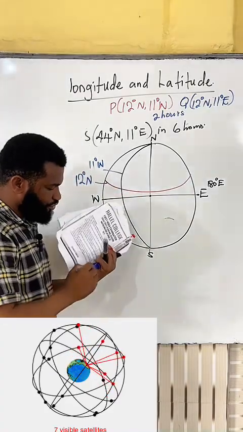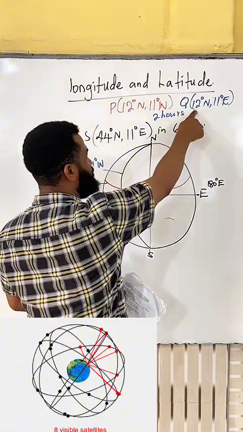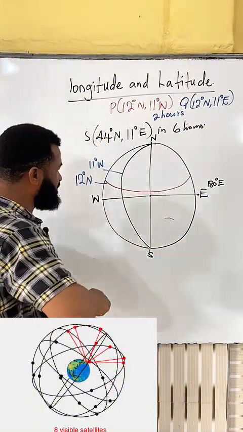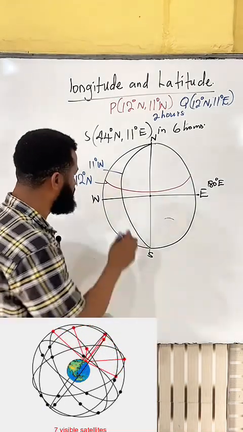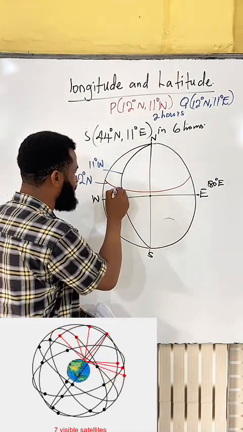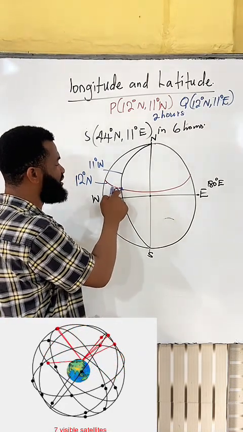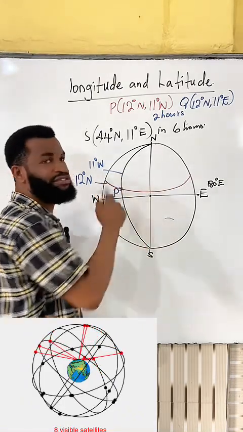All right, so the next thing I'm going to draw is this point Q. So the question should now be, what is the point P? The point P there is this place. I'm going to use the blue marker to show you this is point P. This is the coordinate. At this point is the coordinate between the north, 12 degrees north, and 11 degrees west.